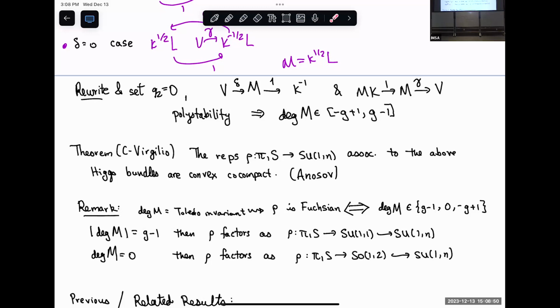Okay. Any questions? Yeah. When you say convex cocompact, you mean as a quotient of the n multiplied by the dimensions of the compact? No, I mean that the representation acts co-compactly on a convex set in complex hyperbolic space. So that convex set is the convex hull of this limit set, which is on the boundary.